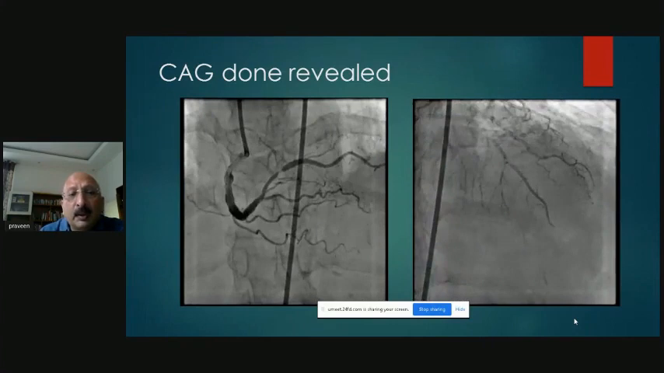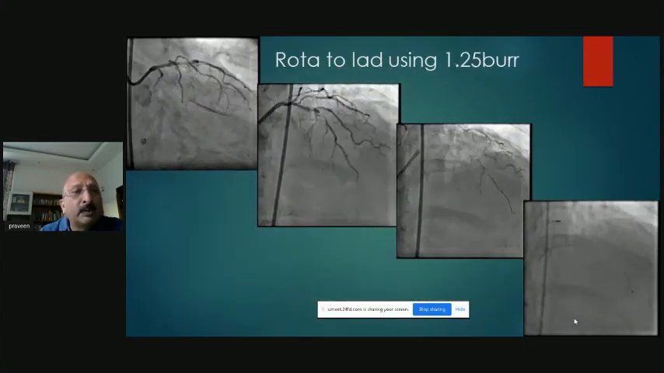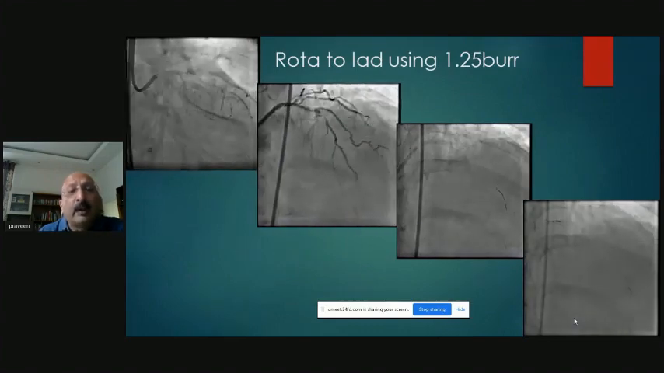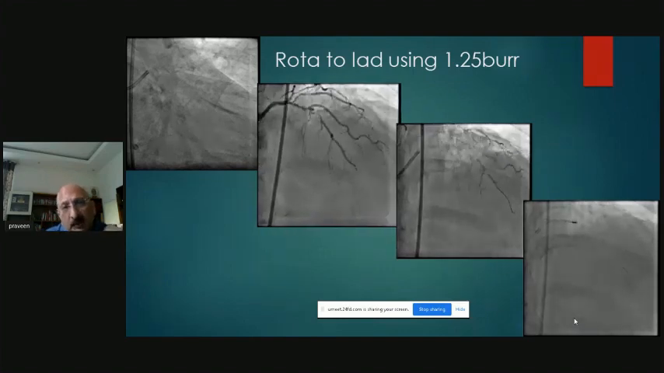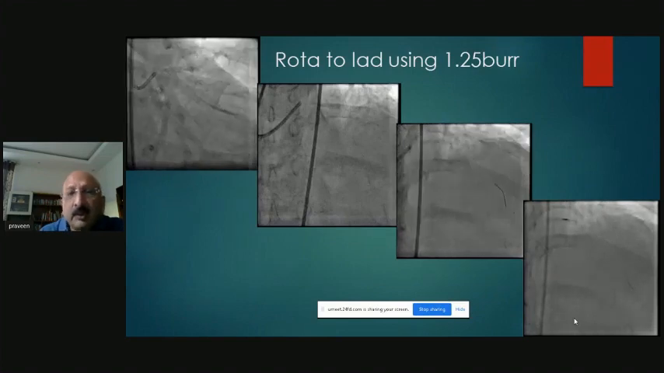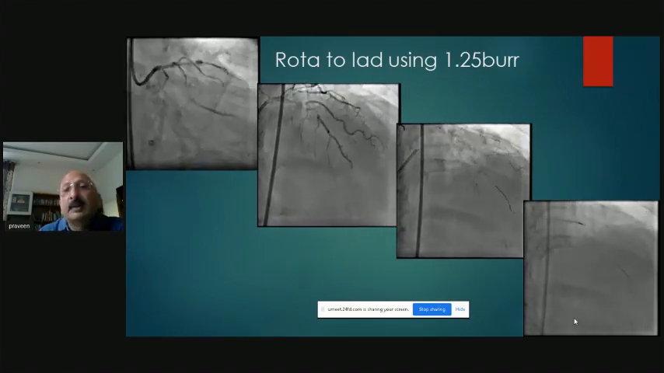But this one, we go ahead, we do a rotational atherectomy because we know that this LAD has to be treated well, and putting an IVL in this kind of situation becomes tough to start with. So we thought, let's do the Rota and then see how the lesion responds. If it still doesn't respond, then we might use additional IVL in this case.